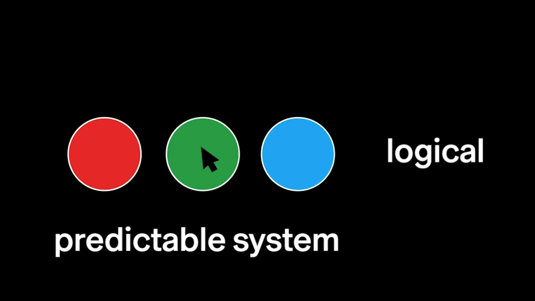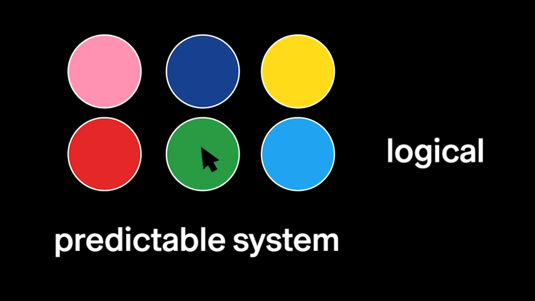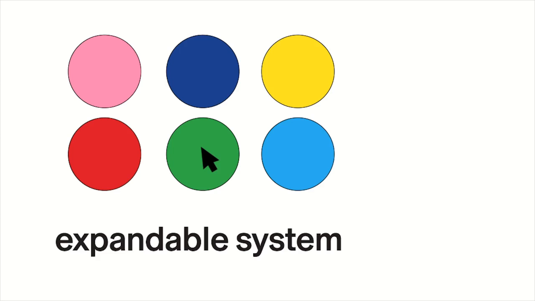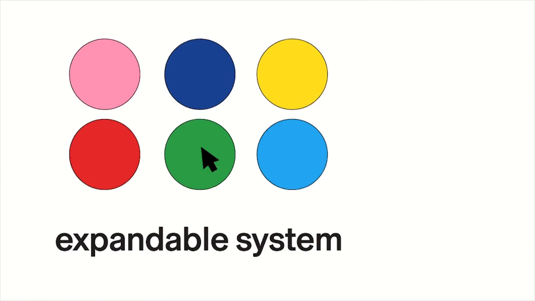One of the benefits of having a logical and predictable system as part of your interface is that it can be expandable to the nth degree. So once I know how this button works, I know how any other similar button to this works. So now we're looking at a system that is logical, predictable, and expandable. The next question is, how do we make it economical as well?